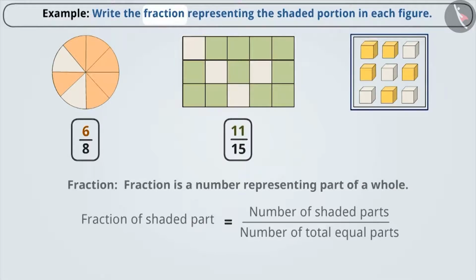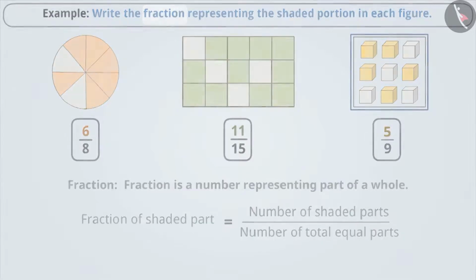In the third picture, there is a collection of 9 objects. Out of them, 5 objects are shaded. Can you tell which portion of the collection is shaded? Think for a while. You've got it right. Here, the group is divided into 9 equal parts and of them 5 parts are shaded. Therefore, the fraction is written as 5 by 9.